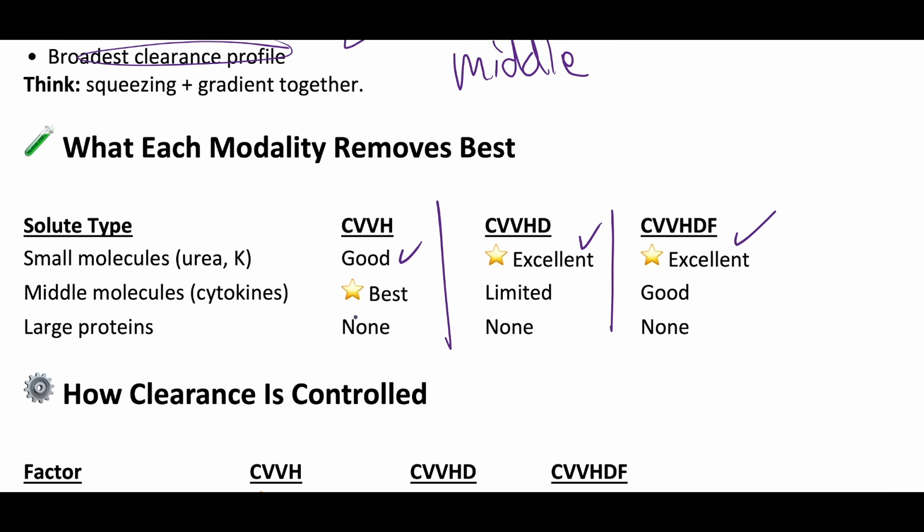Middle molecules, like cytokines or toxins: CVVH is excellent for removal of cytokines and toxins, right? Because it uses that solvent drag across a membrane. Where CVVHD is very limited for middle-sized molecules. It does not remove middle-sized molecules well. And CVVHDF, because it has some of the CVVH convection going on, is good for middle-sized molecules, but not as good. And then none of them remove large proteins like albumin, which is a good thing. You don't want to be driving away albumin in your patients.